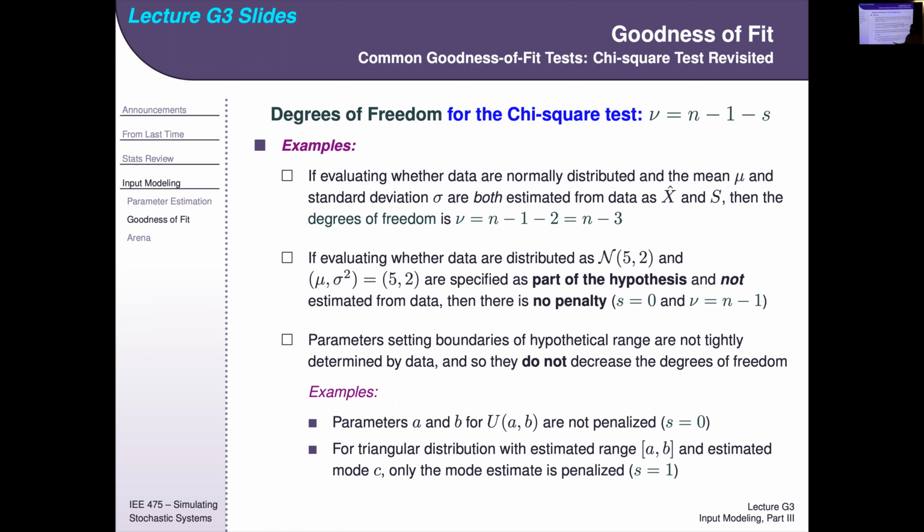Are there questions about these examples? The estimated case, the not estimated case, and the types of parameters that, even though you estimate them, don't reduce the degrees of freedom. So these three categories make a little bit of sense. I'll also look online to see if there are any questions. Anybody? Does that seem pretty clear?